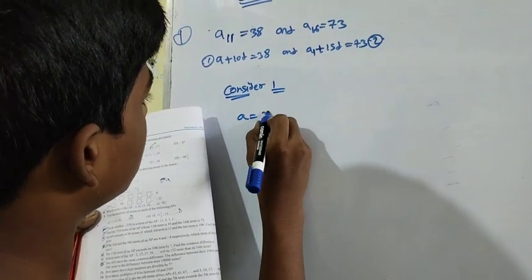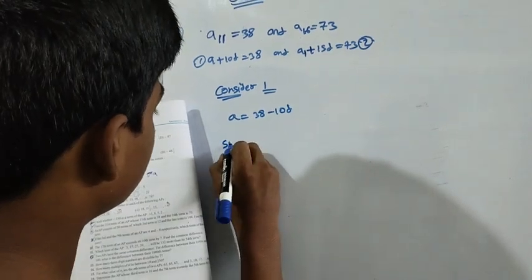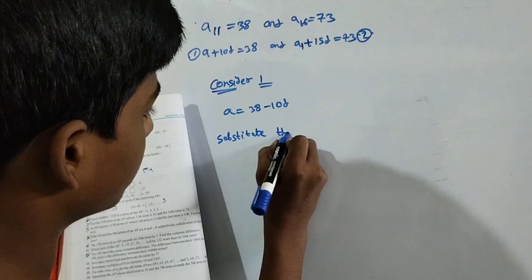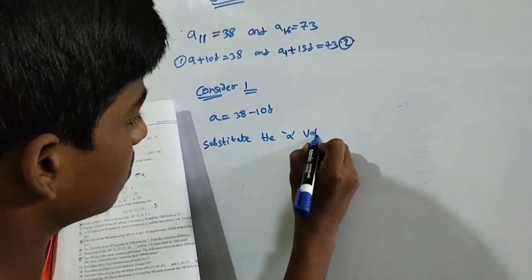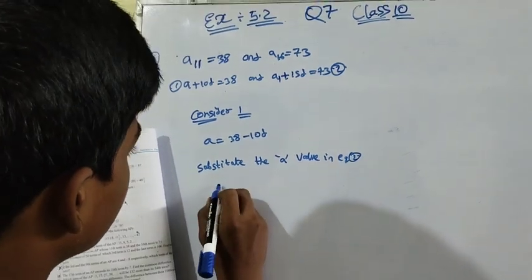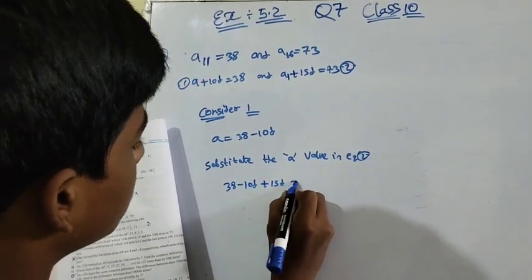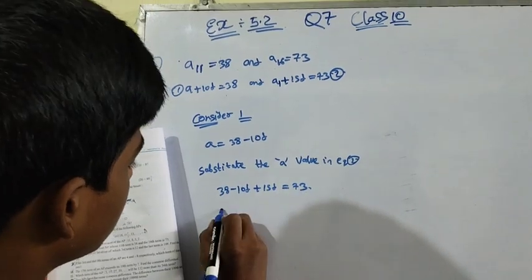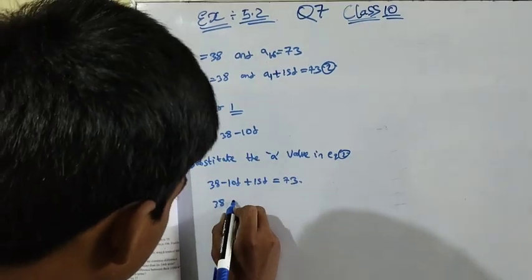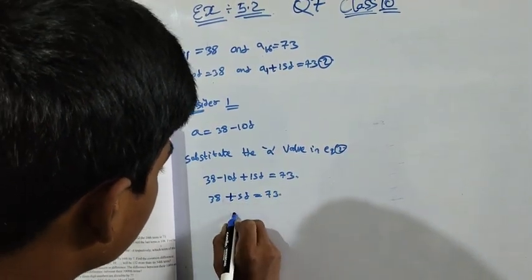a is equal to 38 minus 10d. Substitute the a value in equation 2. 38 minus 10d plus 15d is equal to 73. 38 plus 15d minus 10d, it becomes plus 5d, is equal to 73.